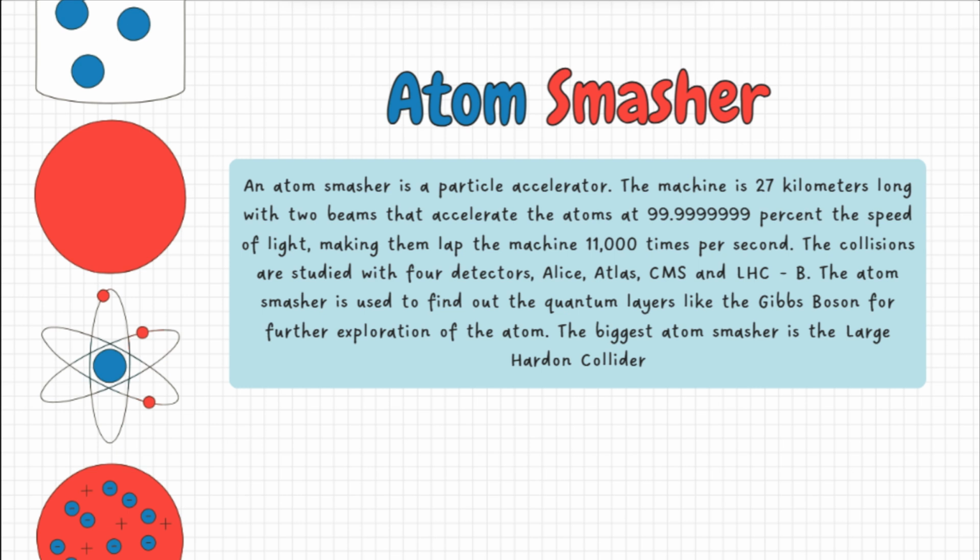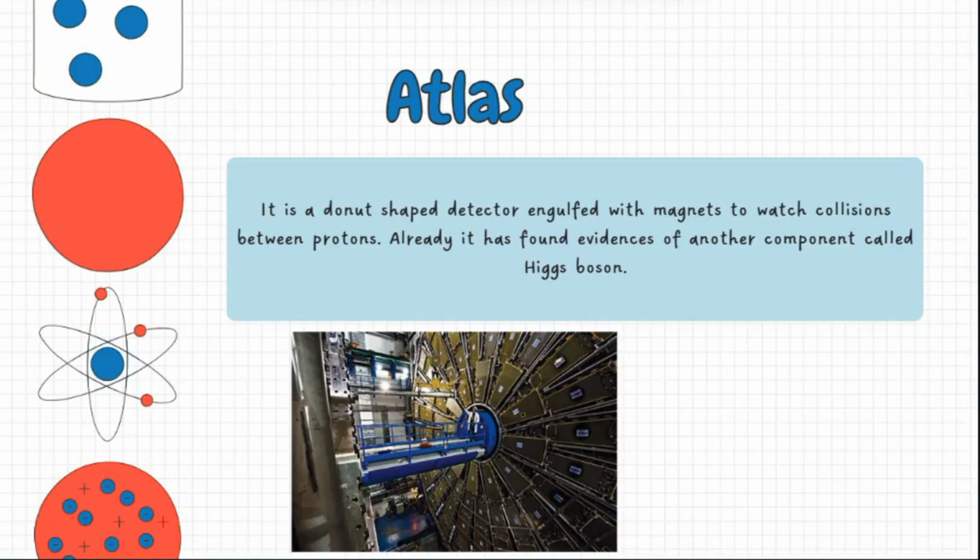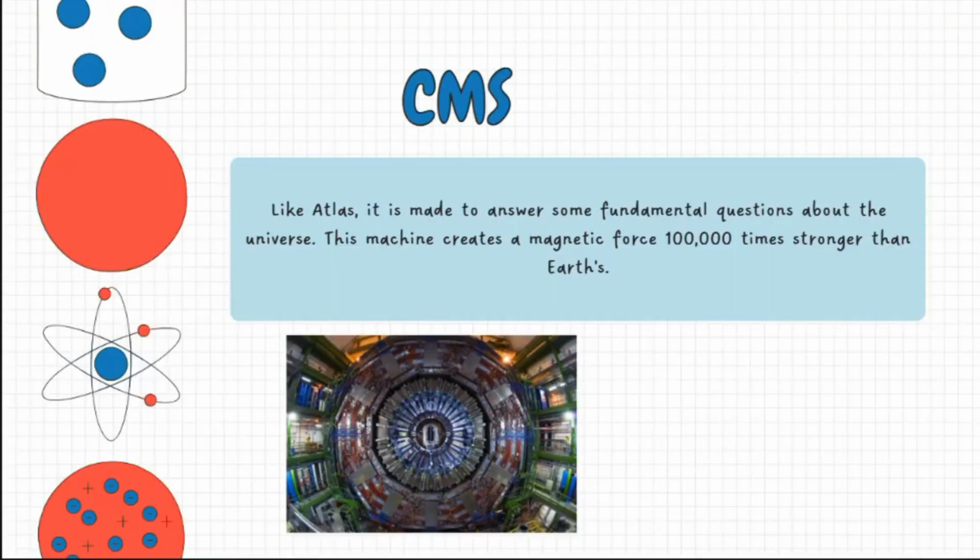The collisions are studied with four detectors: ALICE, ATLAS, CMS, and LHCb. ATLAS is a donut-shaped detector engulfed with magnets to watch collisions between protons. It has already found evidence of another component called the Higgs boson.